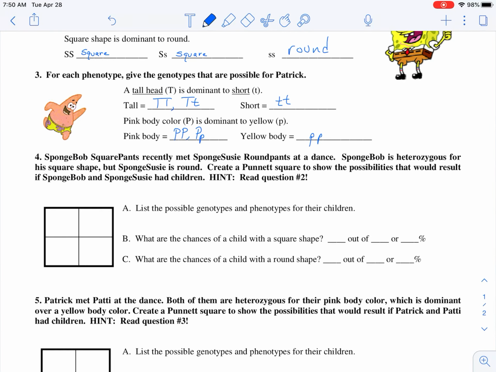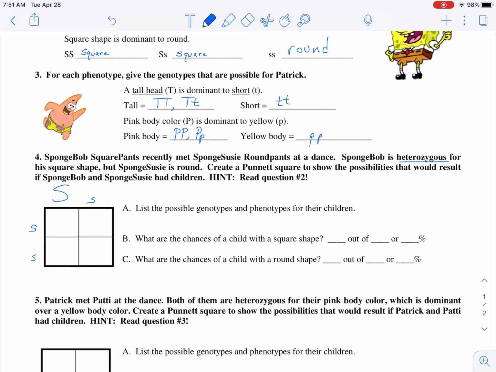Next, we are looking at a scenario. It says SpongeBob SquarePants recently matched SpongeSusie Roundpants. SpongeBob is heterozygous for his square shape, so his genotype would be capital and lowercase. Susie is round, so she would have 2 lowercase s's. And we know that, 1, because it tells us he's heterozygous, so he's got one of each letter.